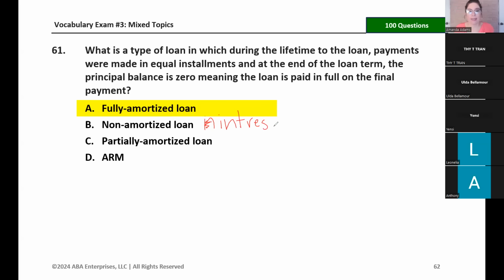Interest only loan. All right. Where normally with an interest only loan, you have that large balloon payment at the end. And partially amortizing, you're paying a little bit of principal and a little bit of interest. And at the end, you're still going to have that large balloon payment.